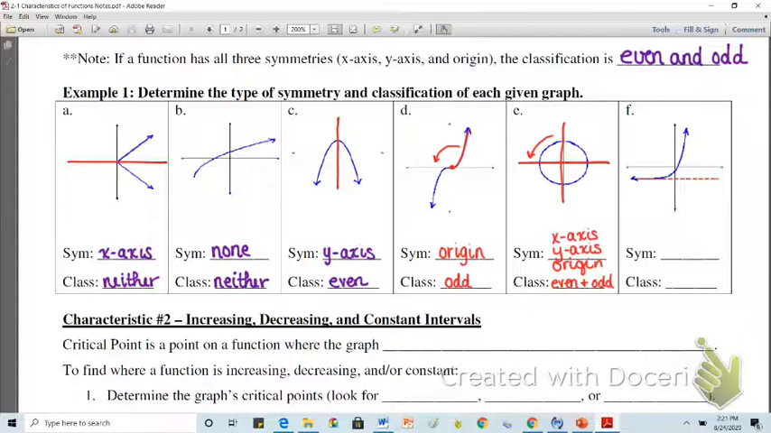Finally, on F, there is no way to fold this or turn this in half to match up, so it has no symmetry, and the classification is neither.